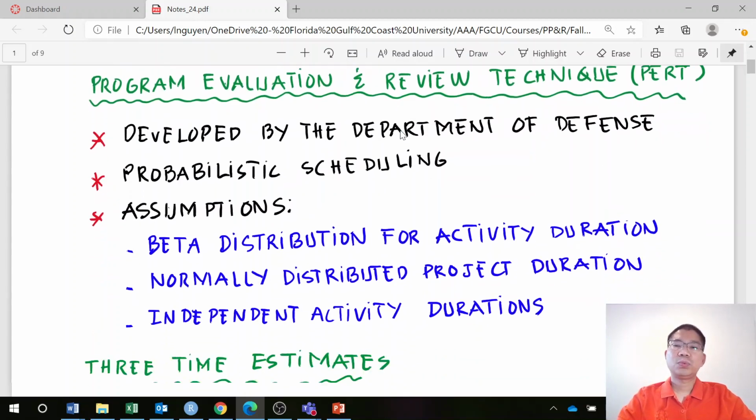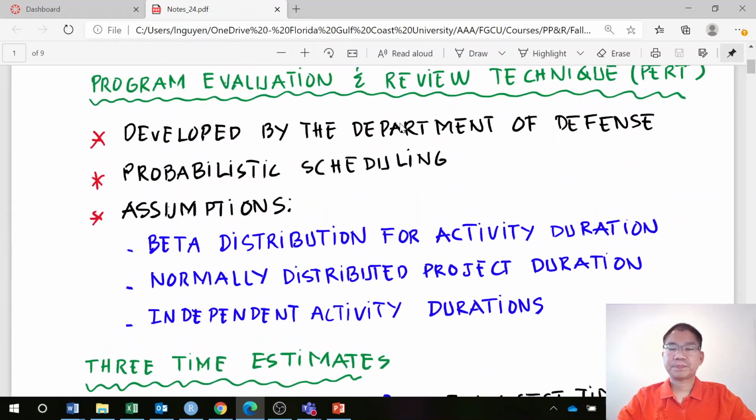So before we talk about the assumptions, first we assume beta distributions for the activity durations. For each single activity duration, we assume a beta distribution. Of course, you learned in statistical methods there are multiple distributions, but in this specific case, we assume that the activity duration follows a beta distribution. And then for the project duration, we assume that it is a normal distribution.